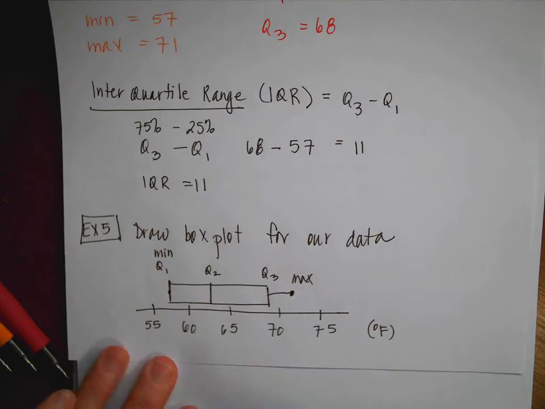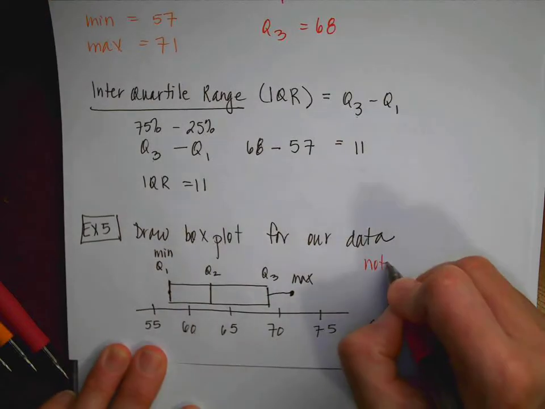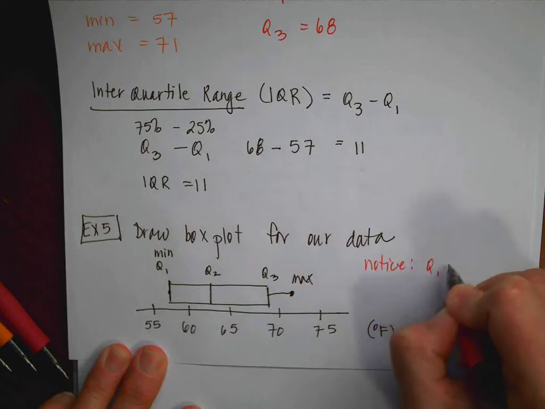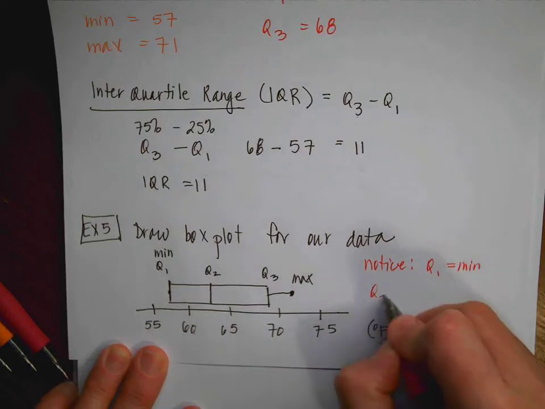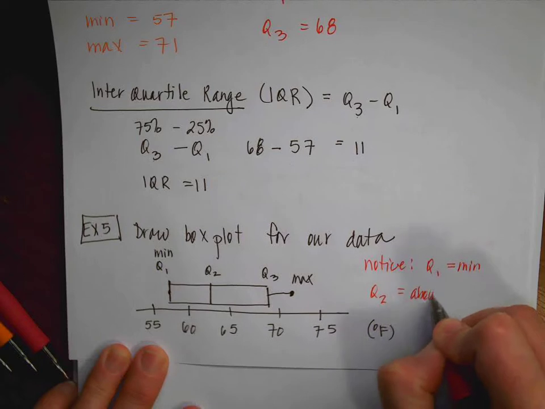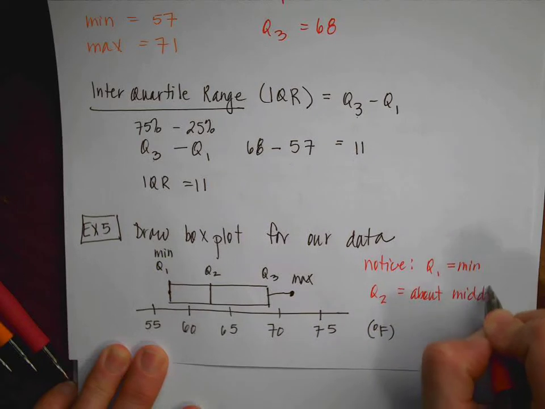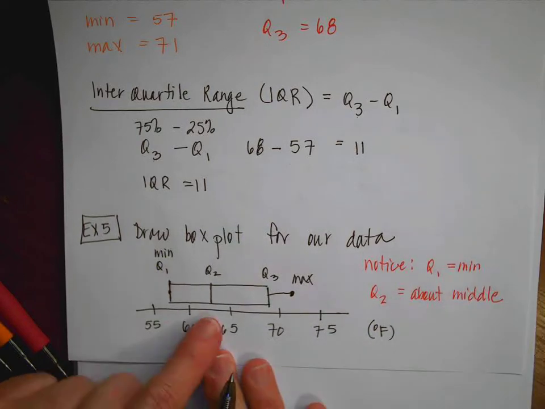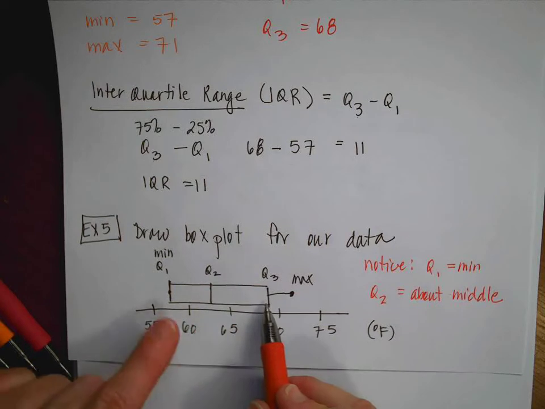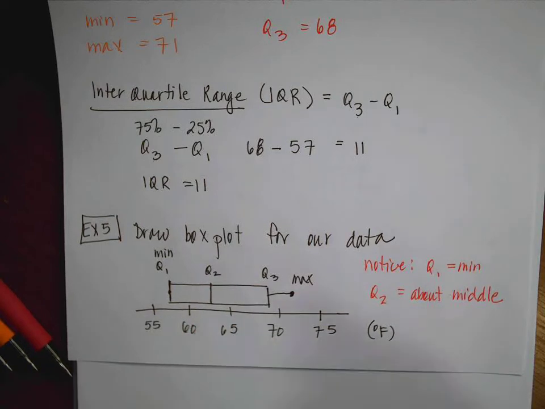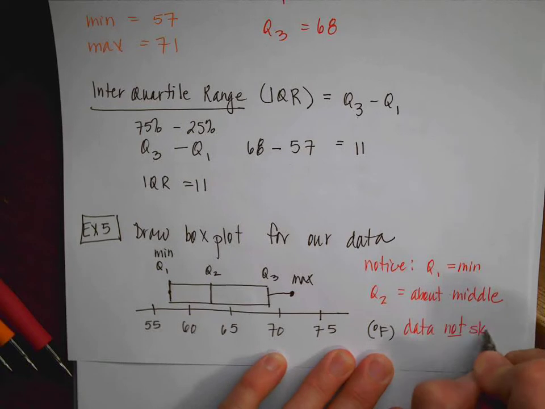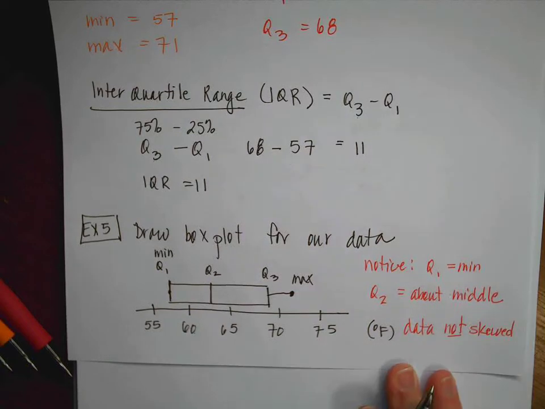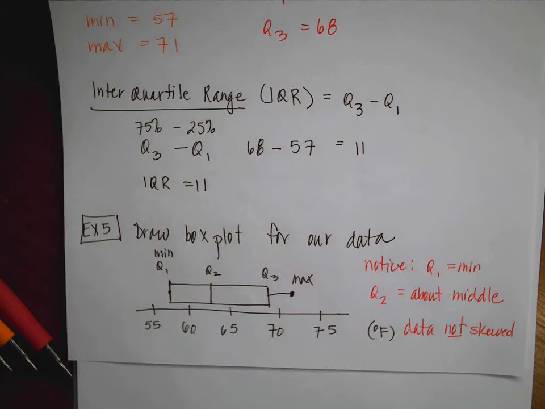So let's talk about some of the things that we noticed. So we've talked about it already, but we noticed that Q1 is equal to the minimum value. We noticed that Q2 is about in the middle of our box plot. So that means that the average is about in the middle between the max and the min. And it looks like our data is not skewed. So it looks like our data is fairly equally spread out.